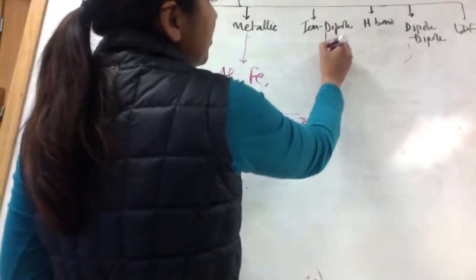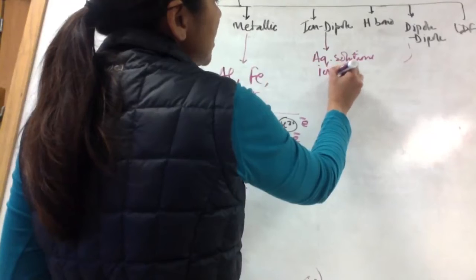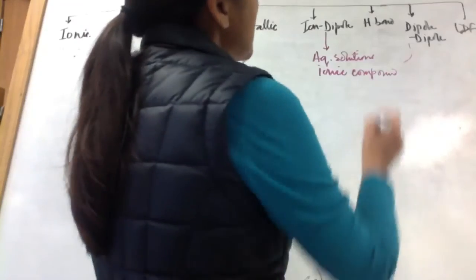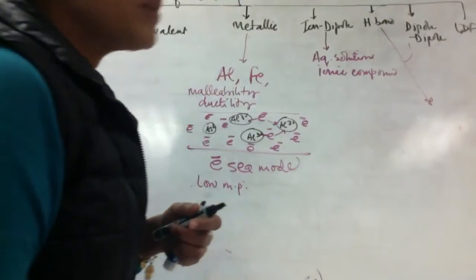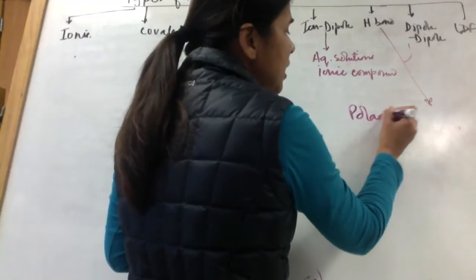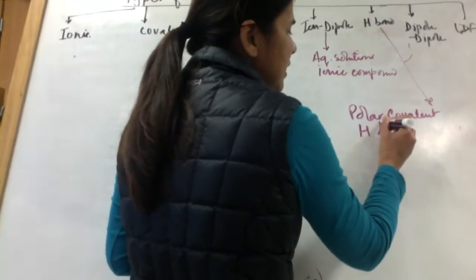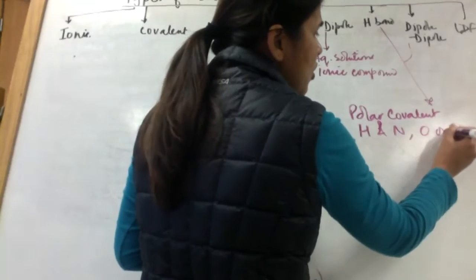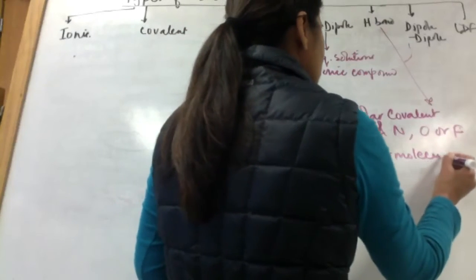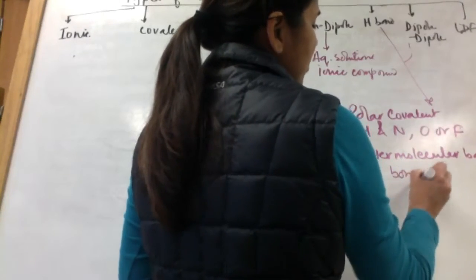Moving on to ion-dipole, most of the aqueous solutions of ionic compounds show this type of bond. Hydrogen bond is a special type of intermolecular bond which is formed when a polar covalent bond is formed between hydrogen and N, O, or F, then the intermolecular bond is called a hydrogen bond.